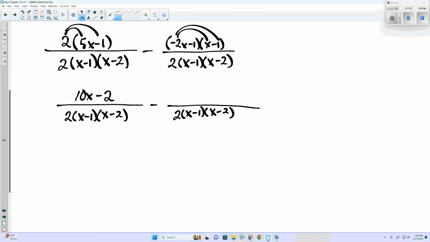In our other numerator, we will have to distribute this out. Negative 2x times x is negative 2x squared. Negative 2x times negative 1 is plus 2x, our negative gives us a plus. 2x times 1 is 2x. Negative 1 times x is negative 1x. And negative 1 times negative 1 is plus 1.